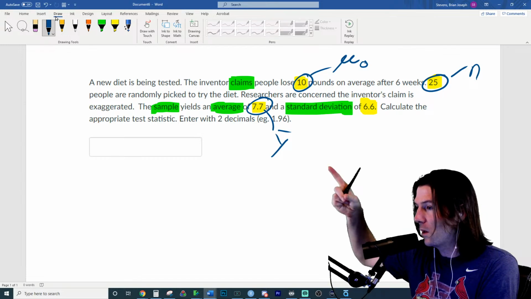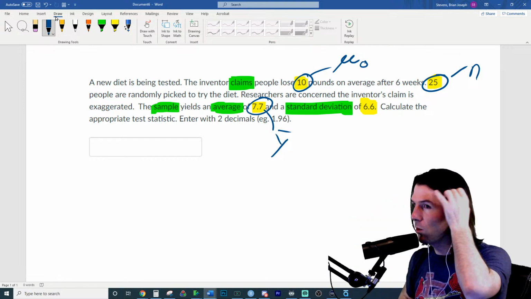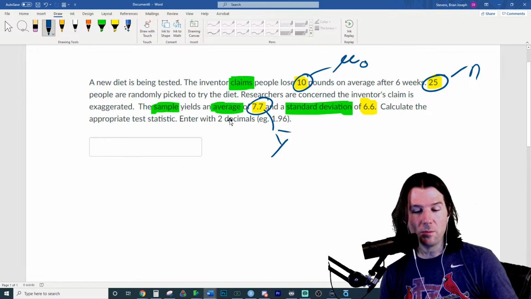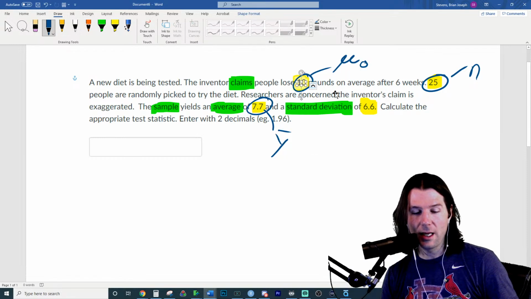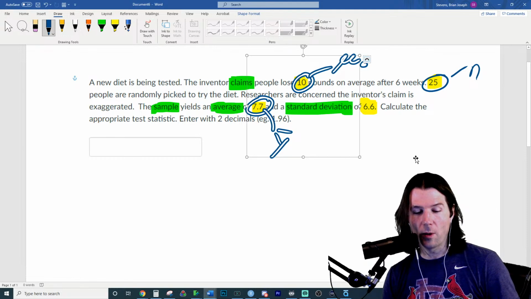Okay, mu naught, because it's the claimed or the hypothesized. The reason it's mu naught is because it's the claimed mean. They're saying this is the claim right here, so that's mu naught. And this is the sample average right here, y bar.